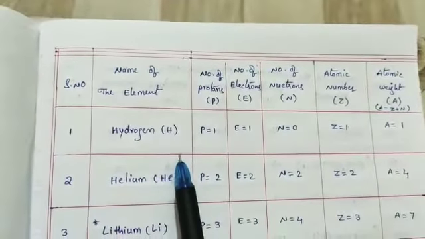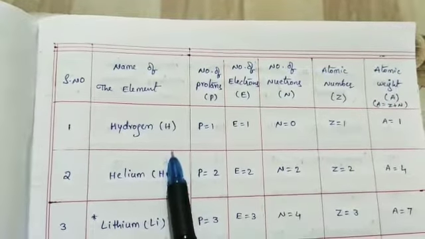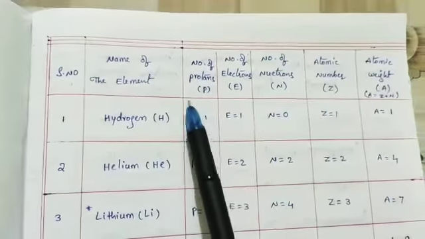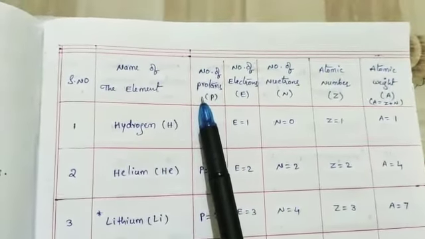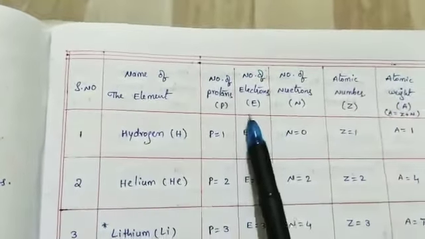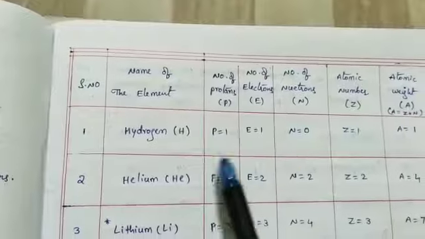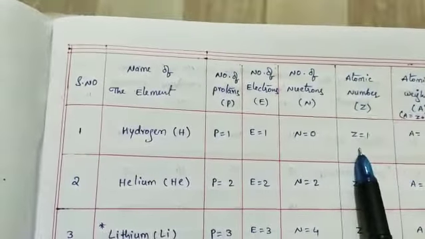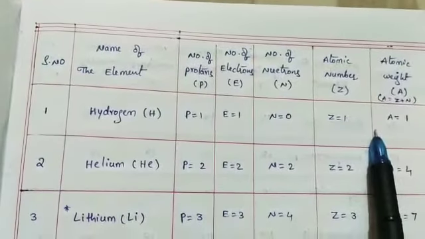Now let us see some of the common elements in the periodic table. If you consider hydrogen, we have to specify the protons, the positively charged particles in the hydrogen atom, electrons, and neutrons. Generally they exist in the hydrogen atom, so we have to specify the atomic number and atomic weight.